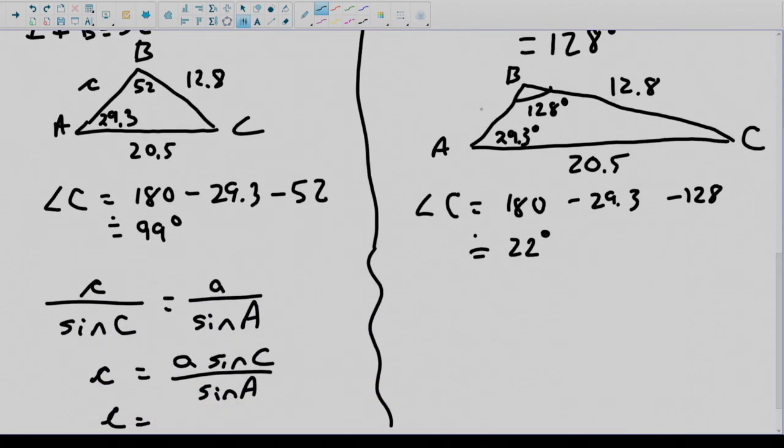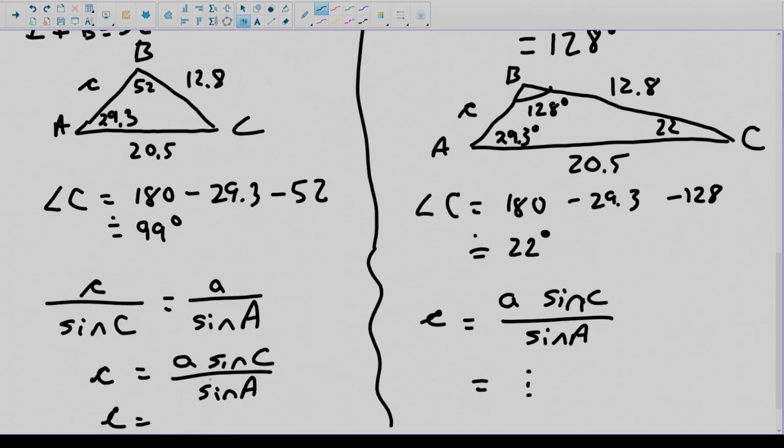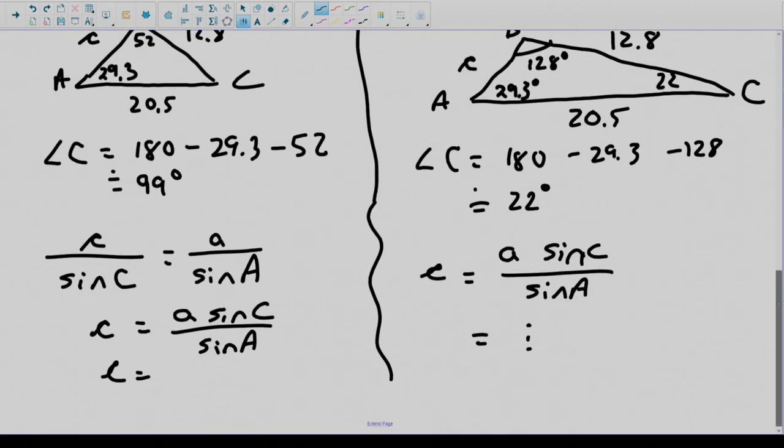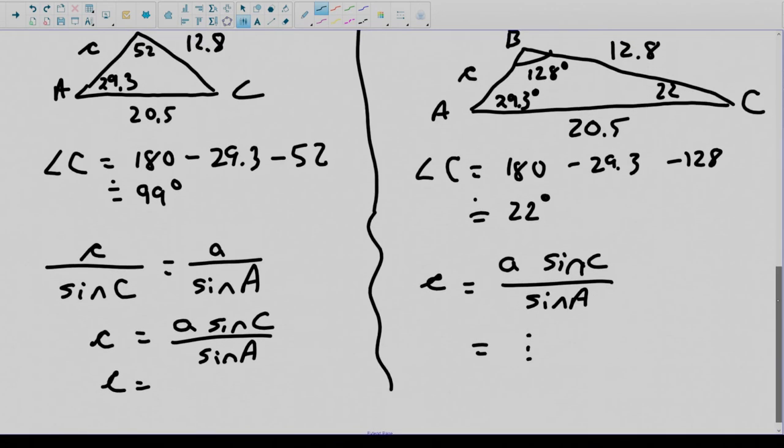And to find little c, we would then plug in, I'm going to use the same formula, but I'm going to isolate it here. So it's going to be a sine c over sine a. And we would get a completely different answer for our little c length in this case than we did in that one, which again, I'm not going to complete. And that's how you deal with the ambiguous case.